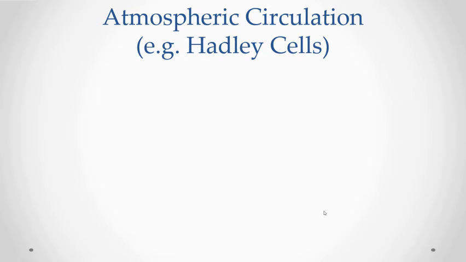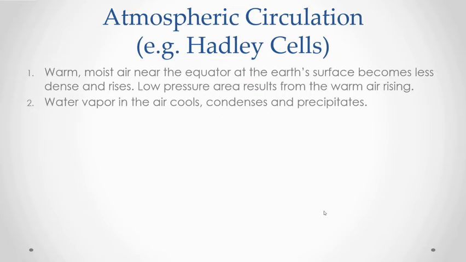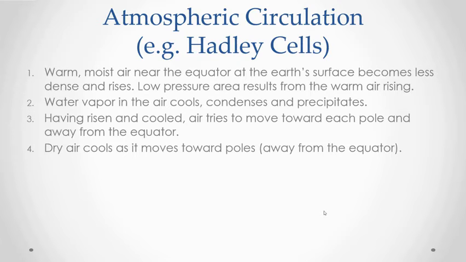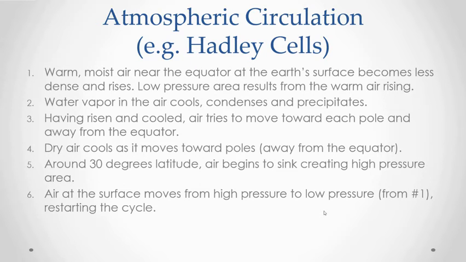This is how the atmospheric circulation works. The warm, moist air near the equator becomes less dense and rises, and lower pressure results from the warm air rising. The water vapor cools and precipitates, resulting in heavy rainfall in those equator latitudes. But then, having risen and cooled, the air moves towards the poles and away from the equator, where the pressure is higher up there, so it moves away from that pressure. The dry air cools as it moves towards the poles, and then around 30 degrees latitude, the air sinks, creating a high pressure area, and then it goes from the high pressure area to low pressure area. So that's how the Hadley cell works.